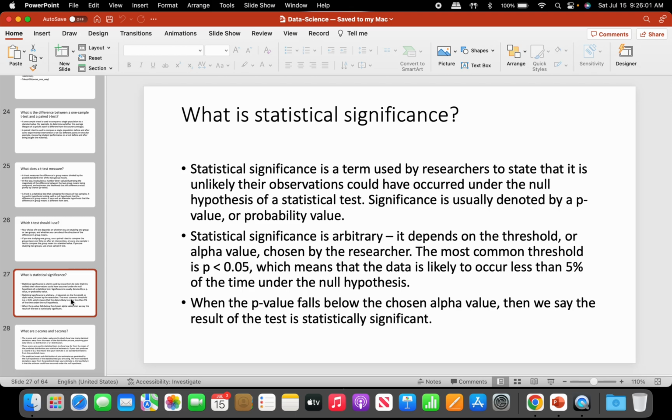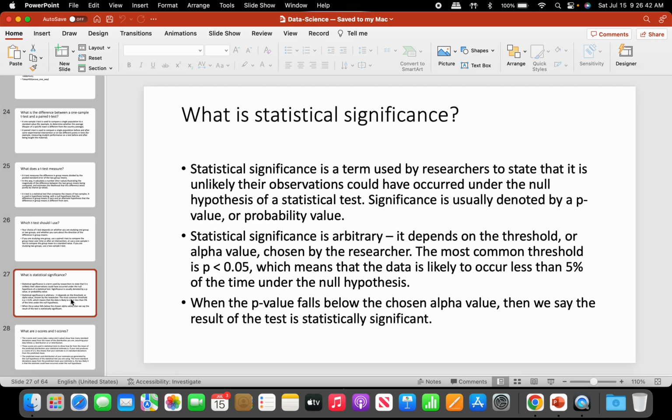So if the p-value is less than 0.05, then you say that it means that the data is likely to occur less than 5% of time under the null hypothesis. Means there is 5% of chance, or less than 5% of chance, that it is random, right? So there is some significant difference between the two groups, and that is the reason why there is a significant p-value with the difference, which is, in other words, saying that it is less random difference.